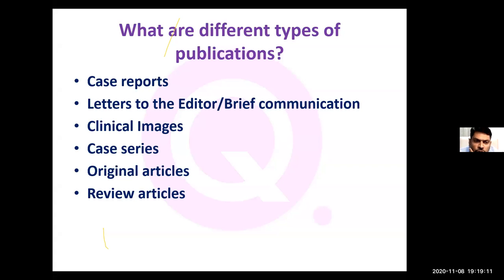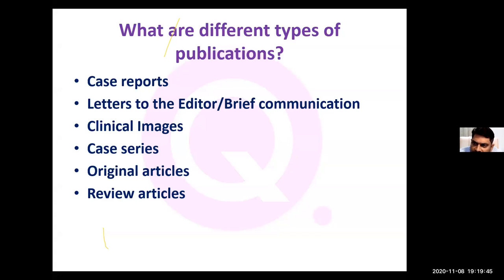Case series: on a particular topic, if you have a series of cases where you can study multiple variables and the interrelationships between them, that also you can publish. Original articles, this is the main kind of publication which is accepted everywhere, because it has some scientific value. The scientific value, I'll deal with a little later in my next slides.